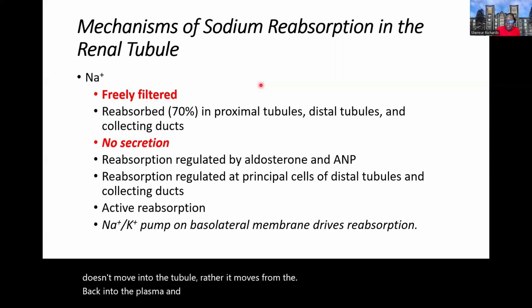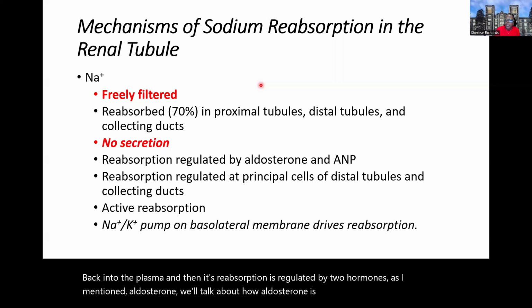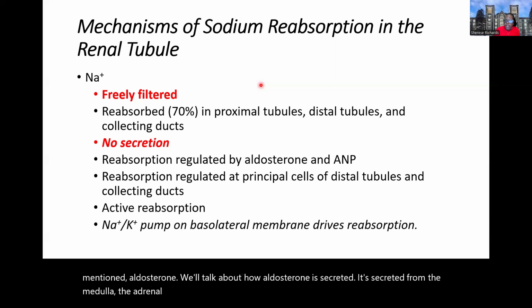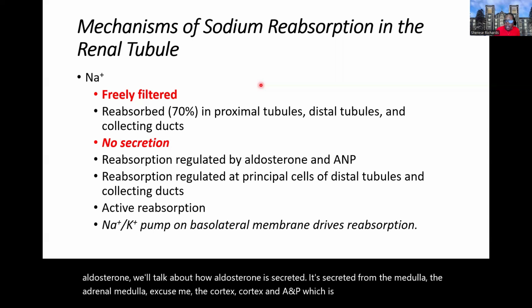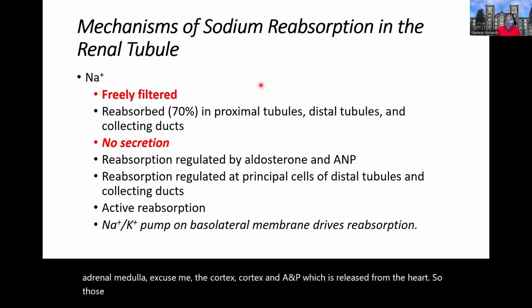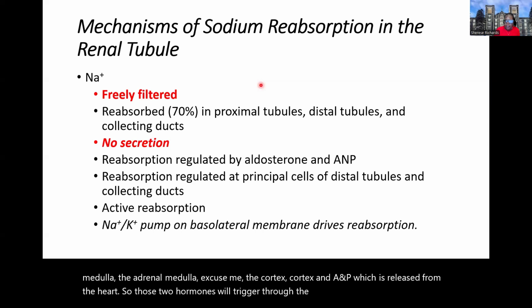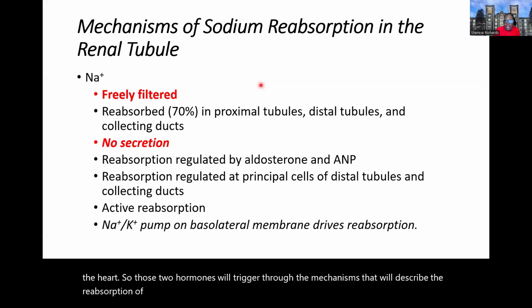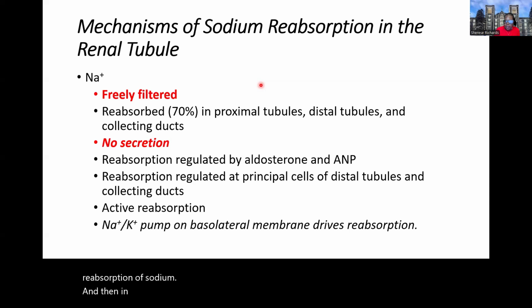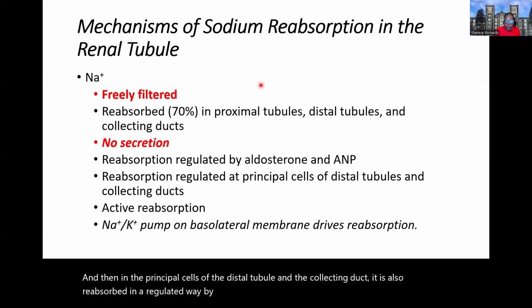And then its reabsorption is regulated by two hormones, as I mentioned: aldosterone, and we'll talk about how aldosterone is secreted. It's secreted from the adrenal cortex, and ANP, which is released from the heart. So those two hormones will trigger, through the mechanisms that we'll describe, the reabsorption of sodium. And then in the principal cells of the distal tubule and the collecting duct, it is also reabsorbed in a regulated way by those two hormones as well.